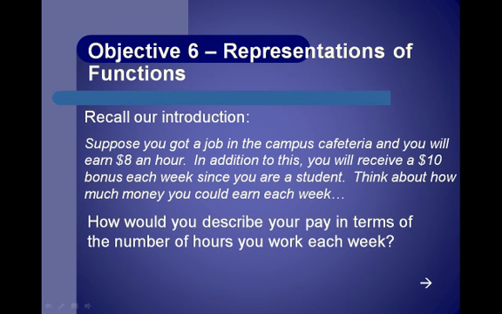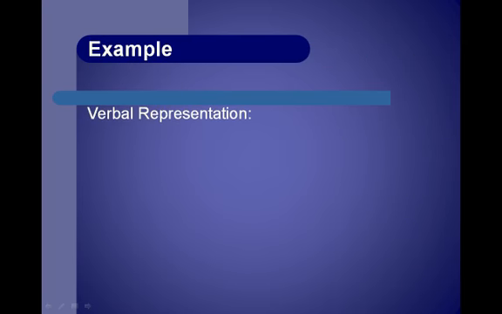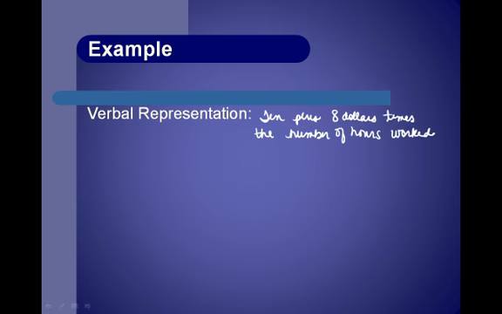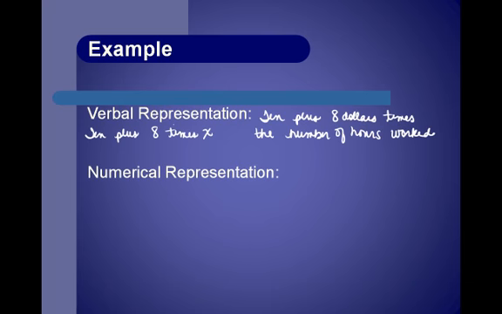And we talked about that at the beginning. The verbal representation is $10 plus $8 times the number of hours we work. We could also say 10 plus 8 times x, where x is the number of hours that we work. The numerical representation is like a table.